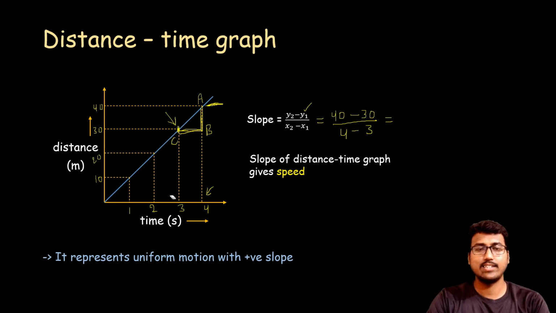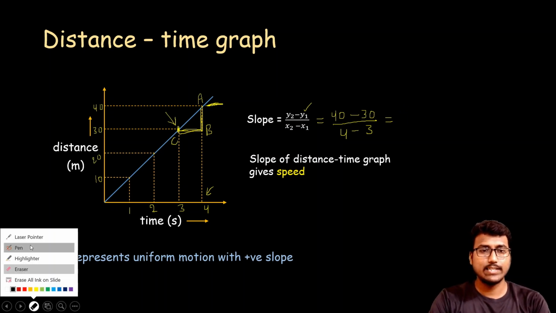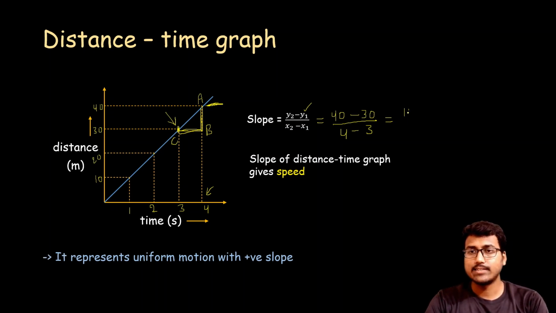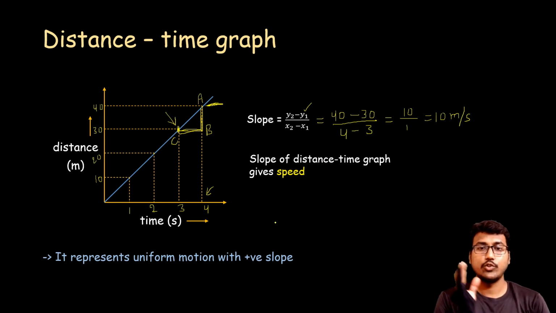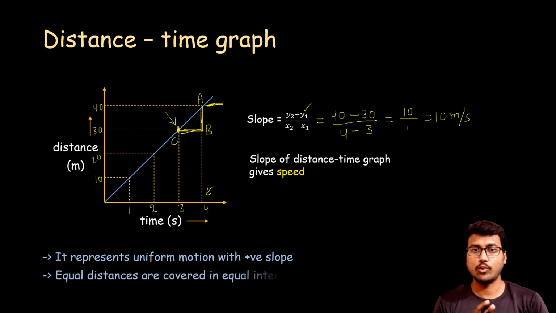It's 10, right? Yeah, 10, 10, 10. So 40 minus 30, which is 10, divided by 1. So it is 10 meter per second. Is it positive or negative? It is positive, right? So 10 meter per second is the speed. So from this graph, you will understand it is uniform motion with positive slope.